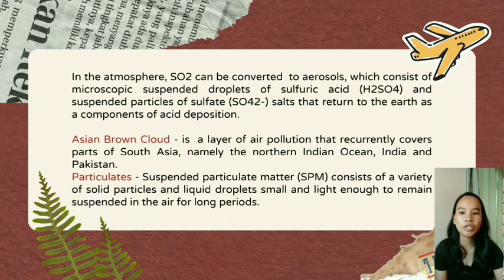They can also damage crops, trees, soils, and aquatic life in lakes, and they corrode metals and damage paints, paper, leather, and stone on buildings and statues. And they are a major component of the Asian brown cloud. The Asian brown cloud is a layer of air pollution that recurrently covers parts of South Asia, namely the northern Indian Ocean, India, and Pakistan.